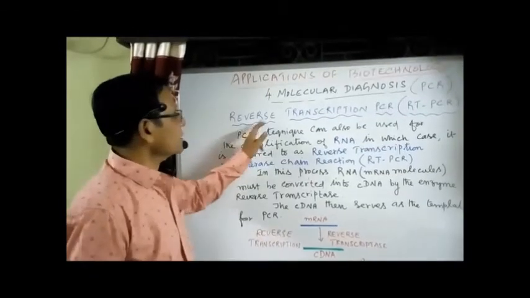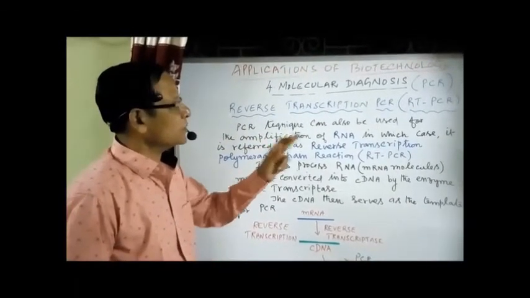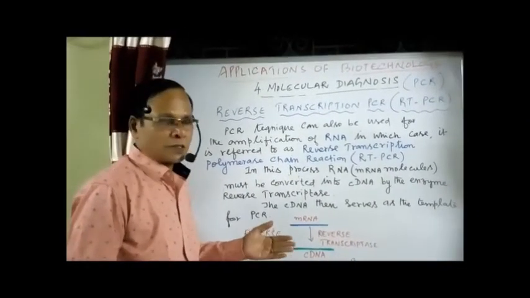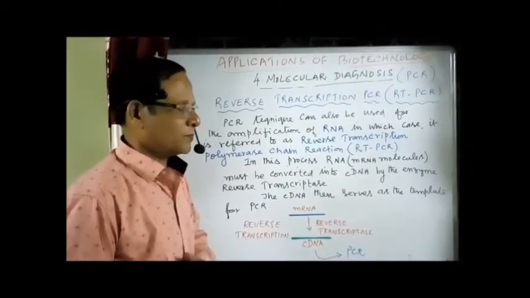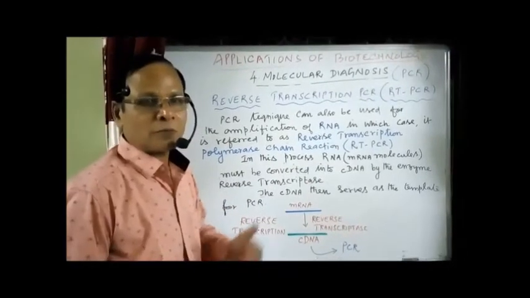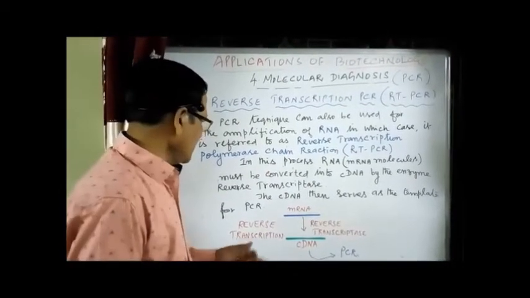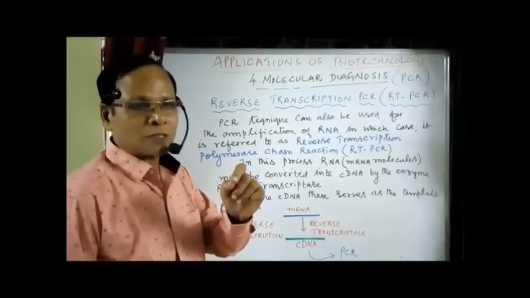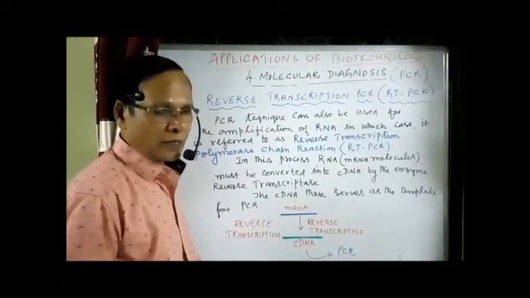What is reverse transcription polymerase chain reaction, or RT-PCR? Now normally we use this technique for the amplification of DNA. The same technique can also be used for the amplification of RNA. How? In the case of RNA, if you want to analyze the nature of the protein in a cell, you have to probe what is called mRNA.